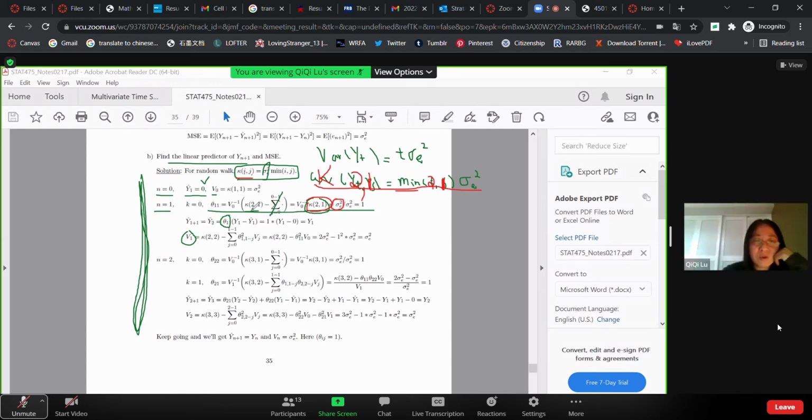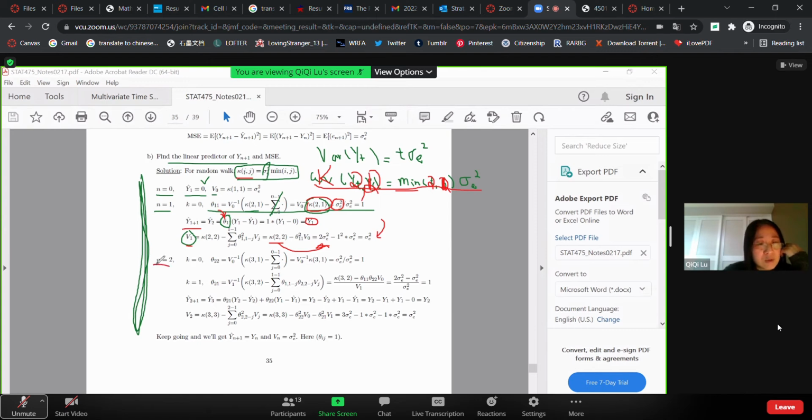And so you plug in theta 1,1, which is 1 here. So y2 hat is y1. And then we calculate v1. So kappa 2,2, minimum between 2 and 2, so that's 2. So the first term, this one is 2 sigma E squared, minus theta 1,1 squared V0. So plug in, V1 is sigma E squared.